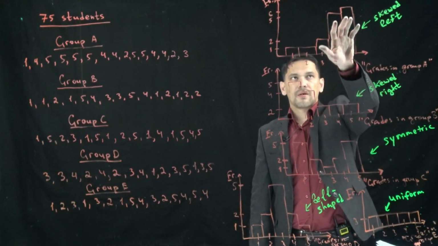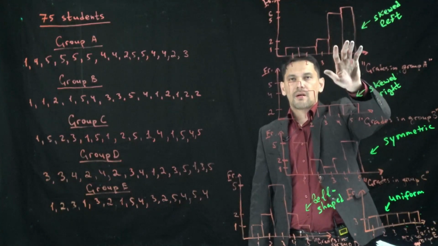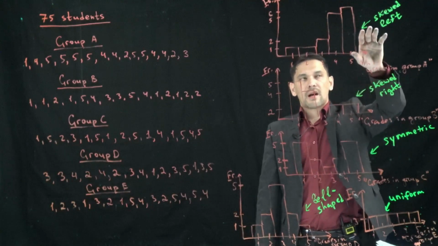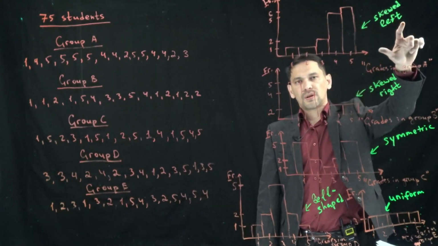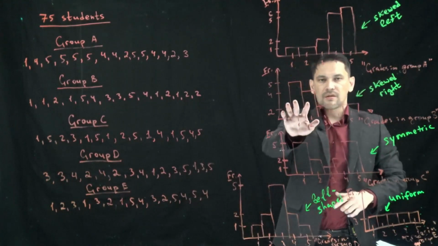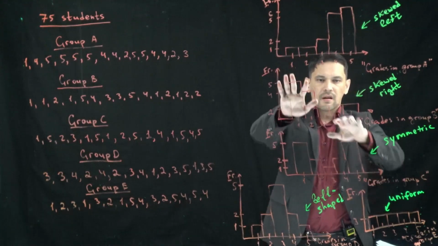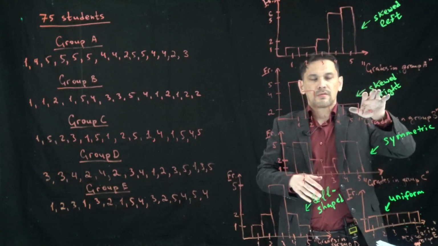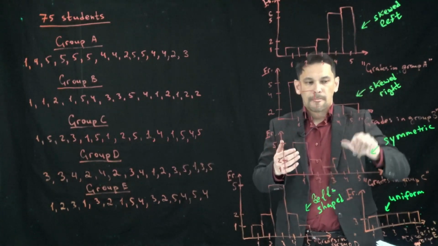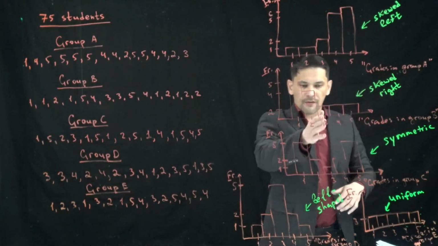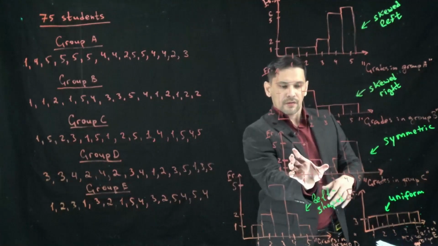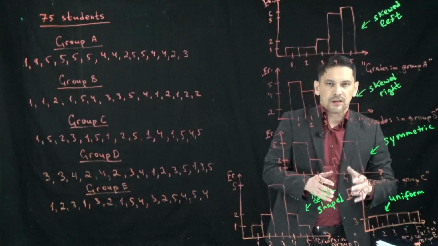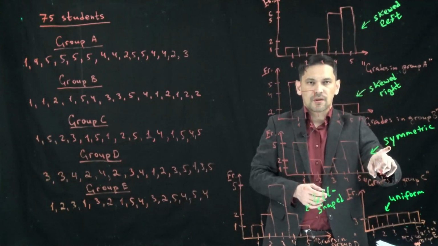If the columns on the right side are taller than the columns on the left side, then we say that the graph has a skewed left distribution. Now, if the columns on the left side are taller than the columns on the right side, then we usually say that the distribution is skewed right. Okay? Now, if the left half of your graph is identical to the right half, then we usually say that the graph has a symmetric distribution.